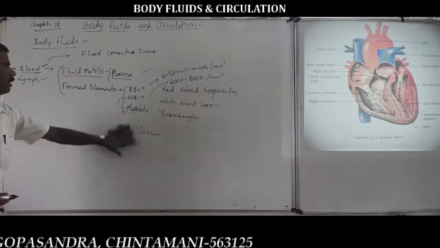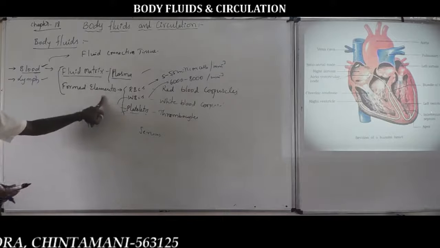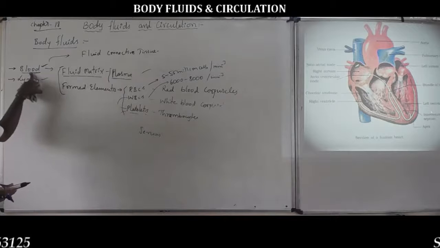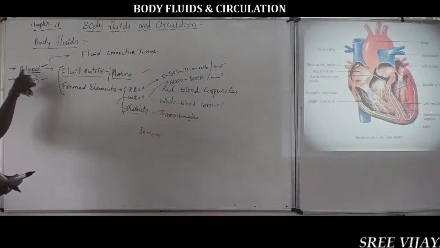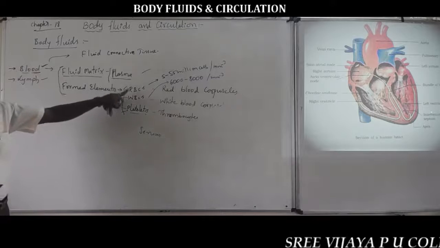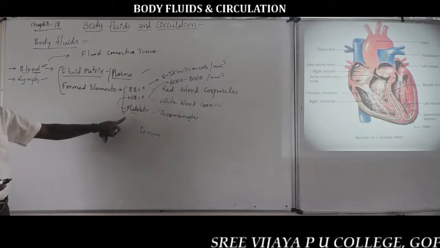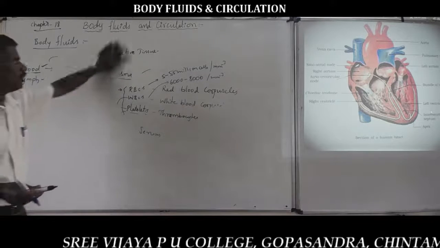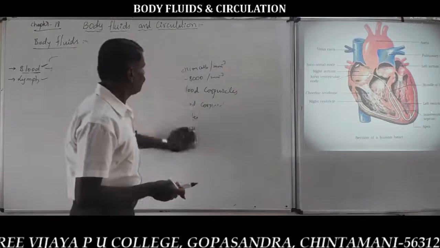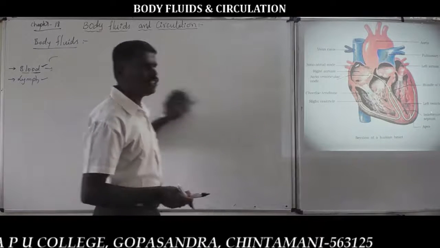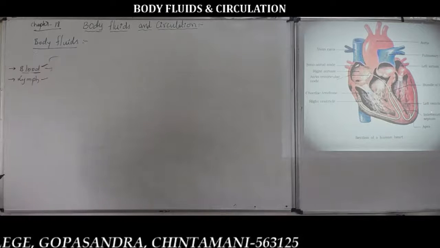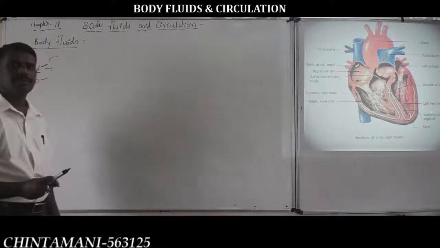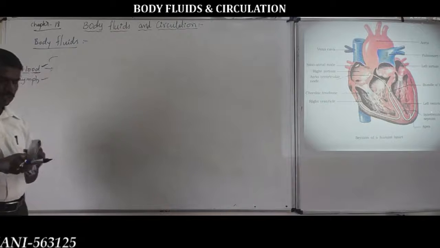So these fluid matrix and formed elements, that is plasma and these contents, are the components of blood. Commonly there are 4 components of blood: plasma, RBCs, WBCs and platelets. This red colored fluid helps to transmit food, nutrients, gaseous constituents, hormones, enzymes from one cell to another cell, or from one part of the body to another part of the body.